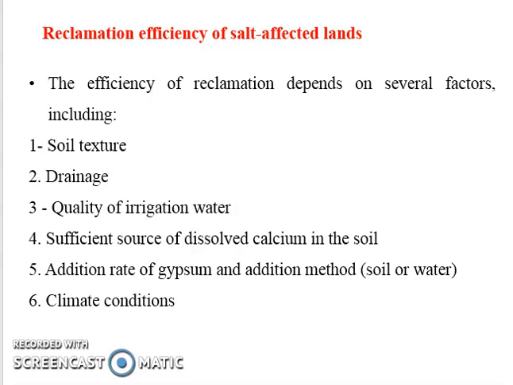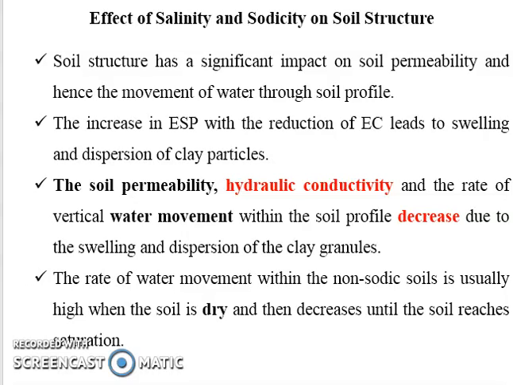Reclamation efficiency of salt affected soil. The efficiency of reclamation depends on several factors. The first is soil texture, then drainage, quality of irrigation water, sufficient source of dissolved calcium and magnesium, addition rate of gypsum, addition method, and climate conditions. Coarse texture is easier for salinity removal than fine texture. A good drainage system is important for removal of salt and sodium. You should use good quality irrigation water and a sufficient source of gypsum. If there is a hot climate condition, then you have to irrigate at shorter intervals and add more water.